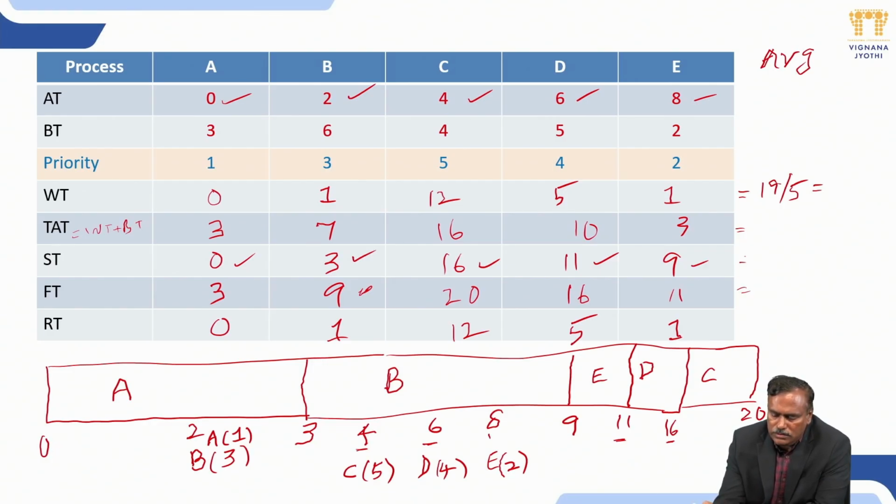So this is what non-preemptive priority scheduling technique is about. One thing you have to remember: while you are making the decision of which job needs to be executed, you are supposed to take into consideration the priority of the job. That is the most important thing with respect to this priority scheduling technique.